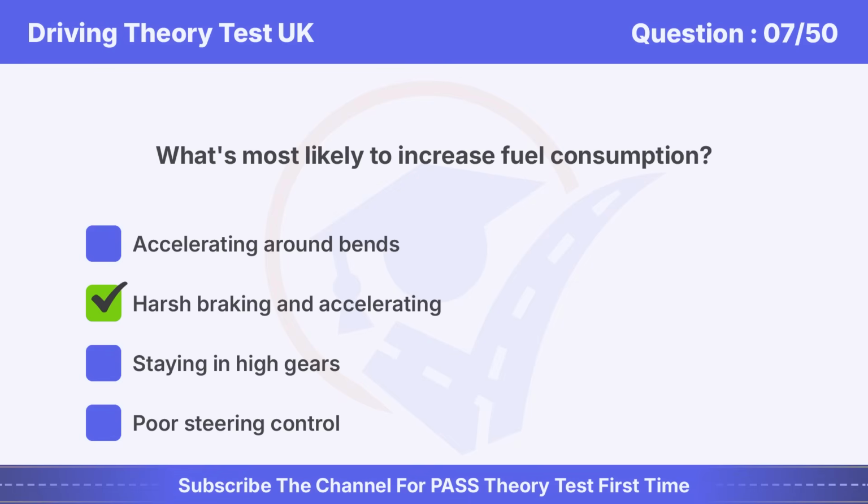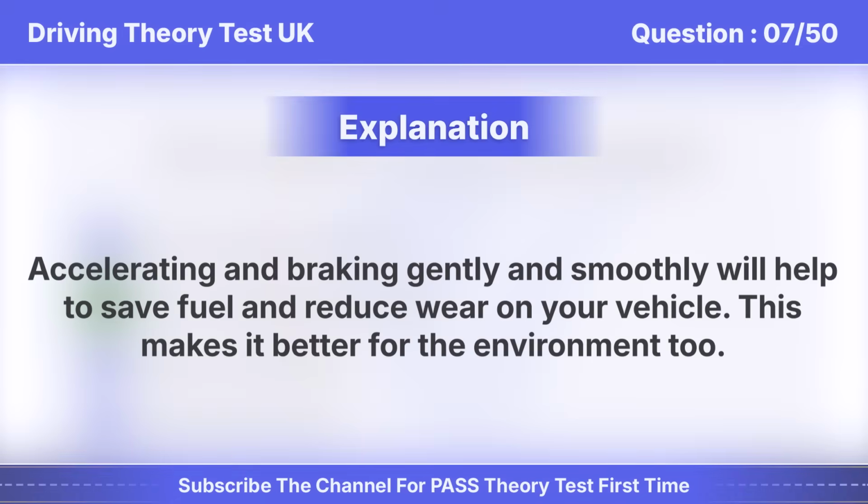Answer is B. Harsh braking and accelerating. Accelerating and braking gently and smoothly will help to save fuel and reduce wear on your vehicle. This makes it better for the environment too.